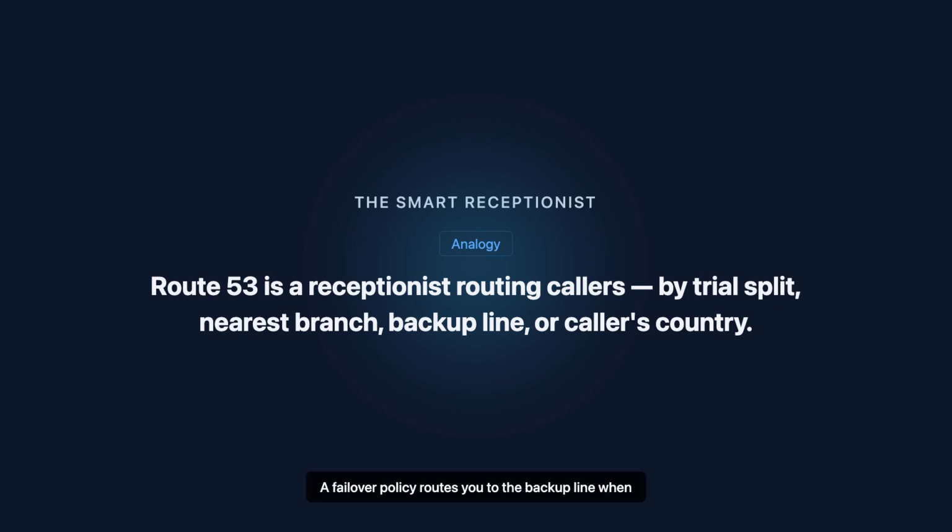A failover policy routes you to the backup line when the main line goes down. And a geolocation policy sends French callers straight to the Paris desk. Each policy is just a different rule the receptionist follows. Let's lay them all out.